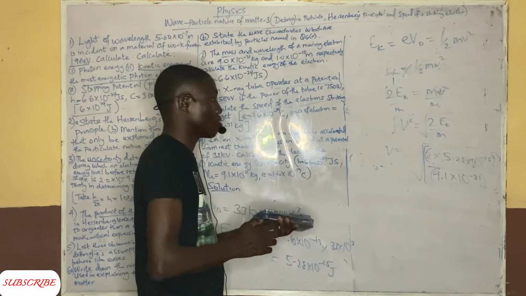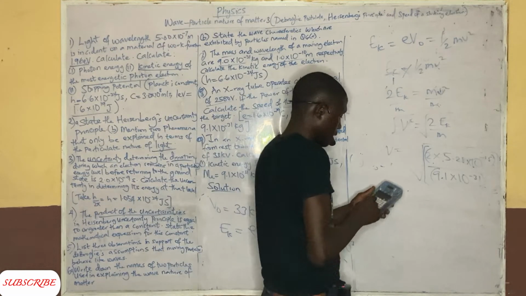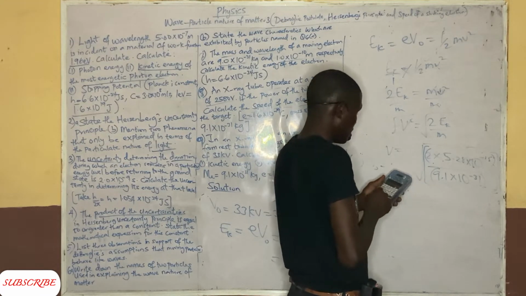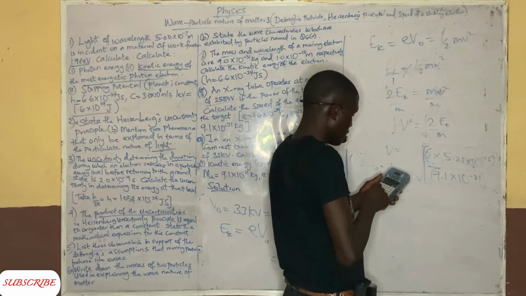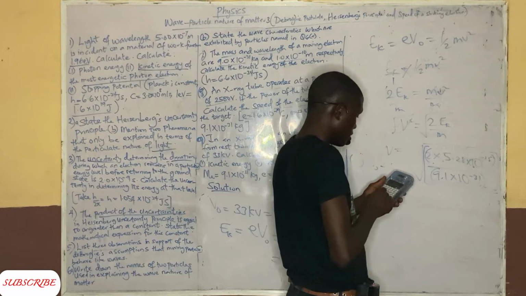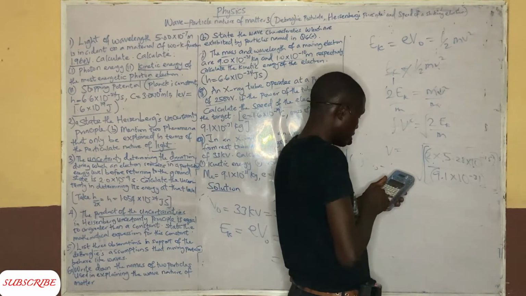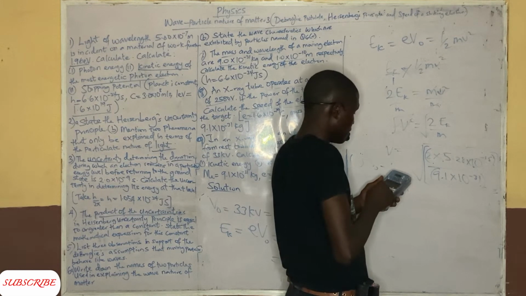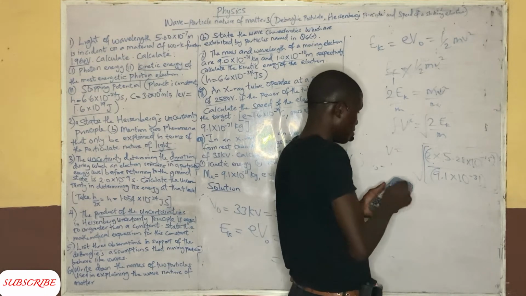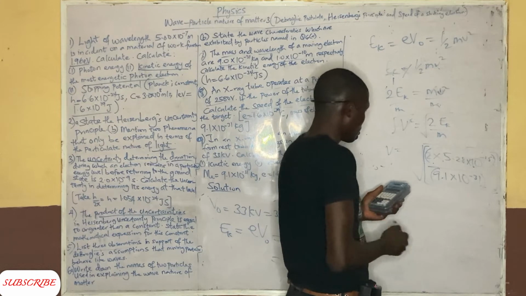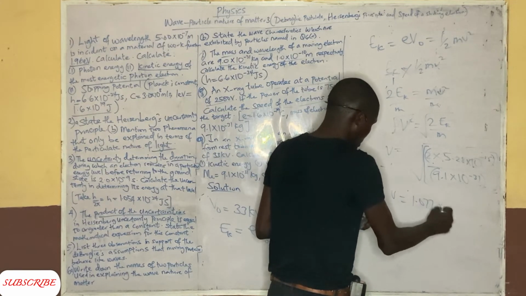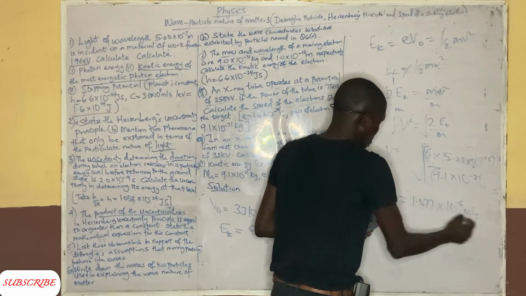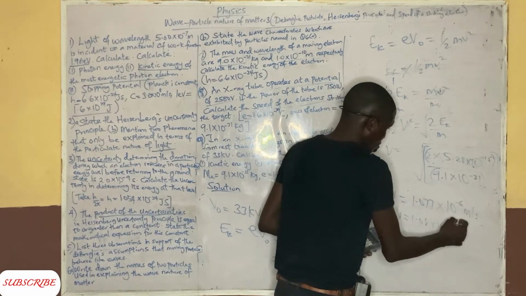Now to press the calculator and save your time: square root, then open a bracket, then another bracket. 2 comes first, 2 times 5.28 multiplied by 10 raised to the power minus 15, close bracket, divided by open bracket 9.1 times 10 to the power minus 31, close the bracket, then bracket everything. So your velocity V is equal to 1.077 times 10 to the power 8 meters per second. So V is equal to 1.08 times 10 to the power 8 meters per second.